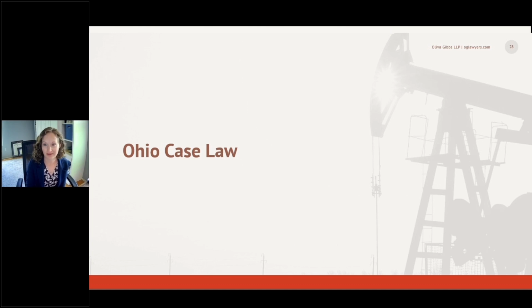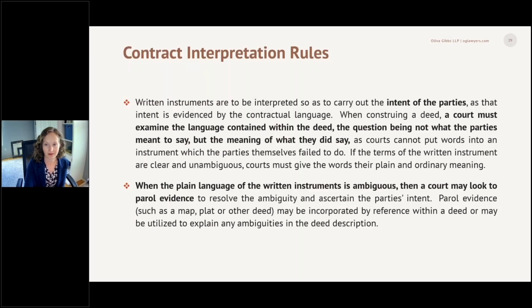Now we're going to dive into Ohio case law and fixed and floating royalties, which is really the Wild West or Wild Midwest on this issue. As you'll see, we have no hard and fast rules, no presumptions or theories like we have in Texas to aid interpretation. The interest conveyed or reserved will depend on the language in the deed and application of contract interpretation rules. So what are Ohio's contract interpretation rules?